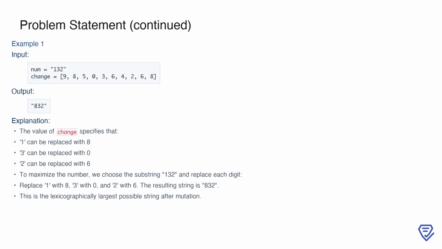By analyzing this example, we see the importance of carefully choosing the substring to mutate and ensuring that every digit in the chosen range is replaced for maximum impact.